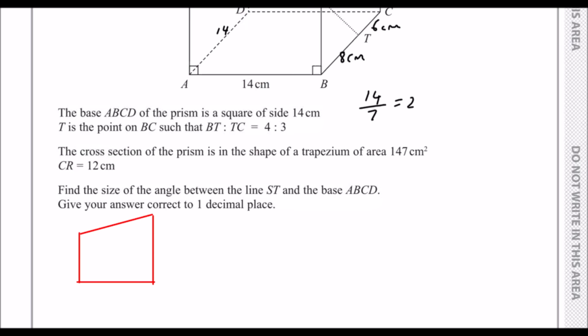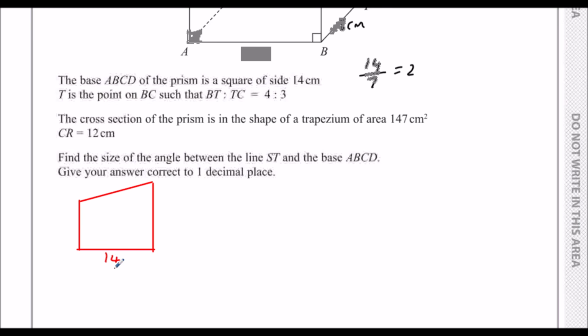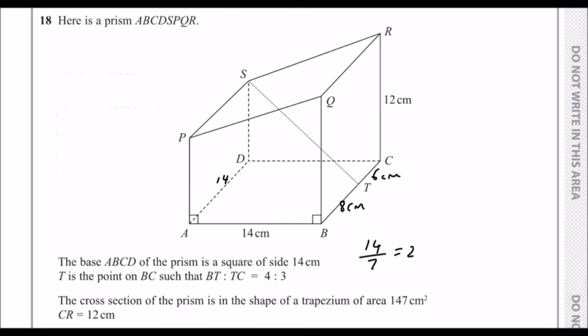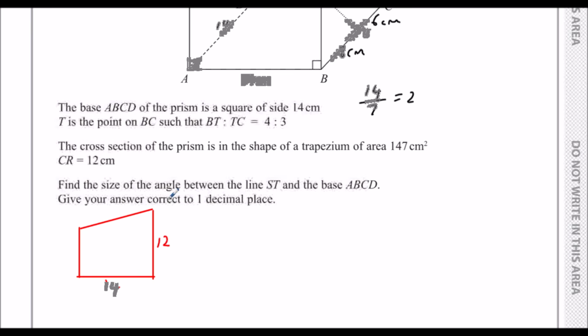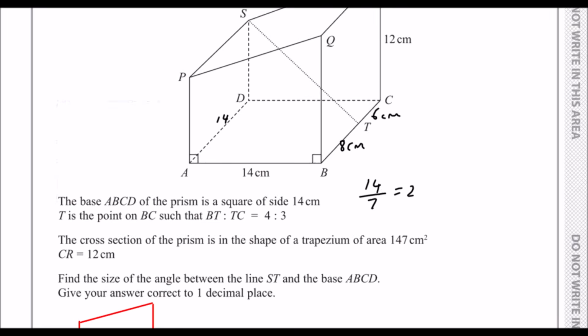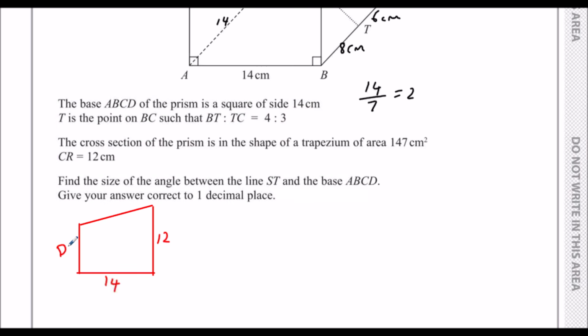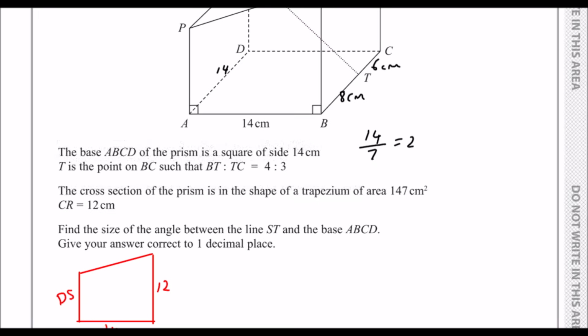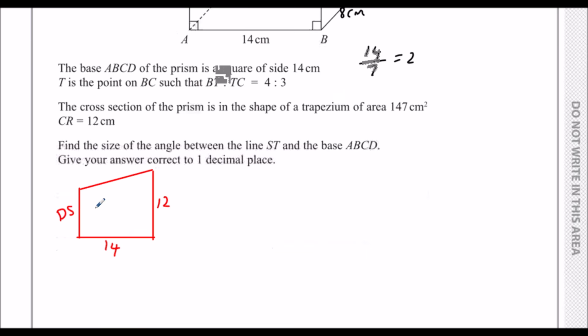And we know the base is 14. C to R is 12. We don't know this side, which is SD or DS. And the area is 147. So the area of a trapezium is half the sum of the parallel sides, which is these two. So half of, let's call it x instead, half of x plus 12 times 14 equals 147.